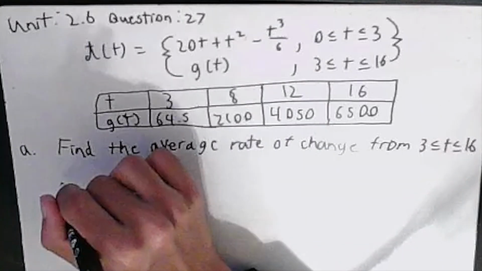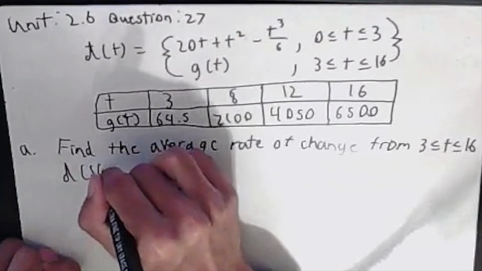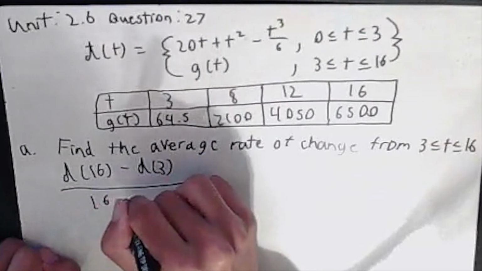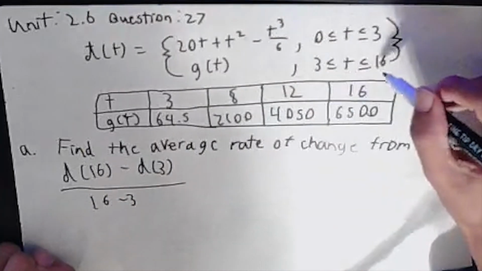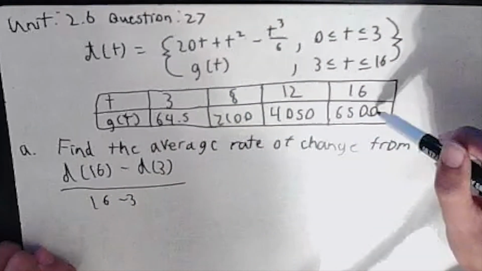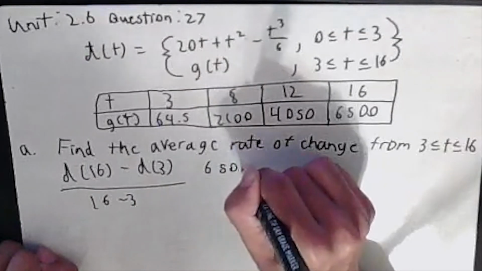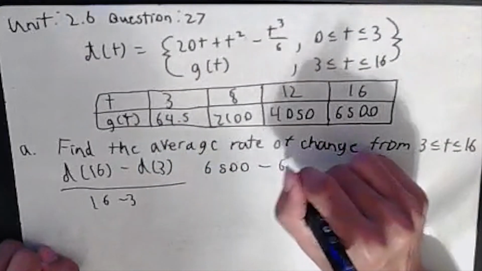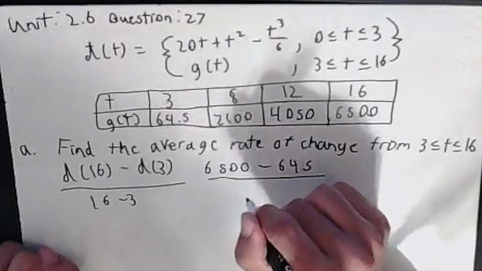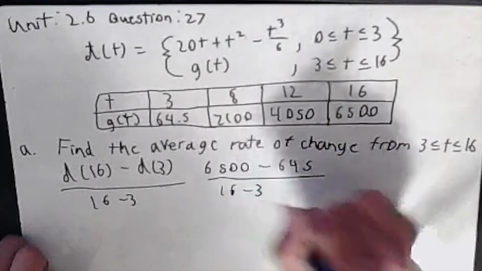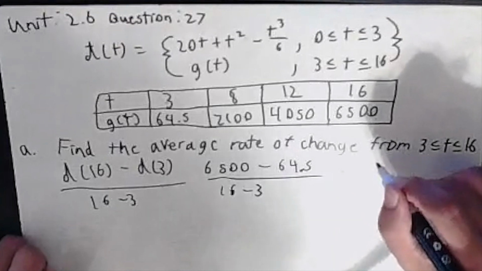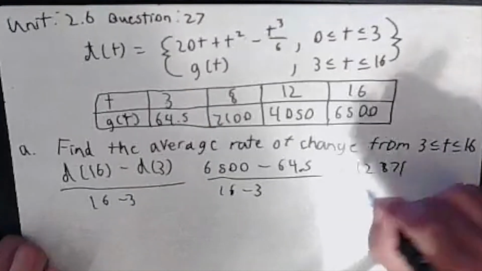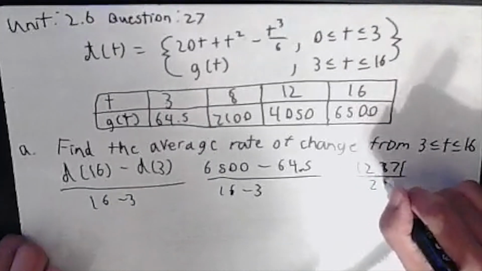Our formula for the average rate of change is d of our max, which is 16, minus d of our minimum, which is 3, over 16 minus 3. So d of 16, when t is equal to 16, we're going to use g of t. G of 16 is 6,500. And then we're going to subtract g of 3, which is 64.5, all over 16 minus 3. And this is going to simplify to 12,871 over 26 as our final answer.